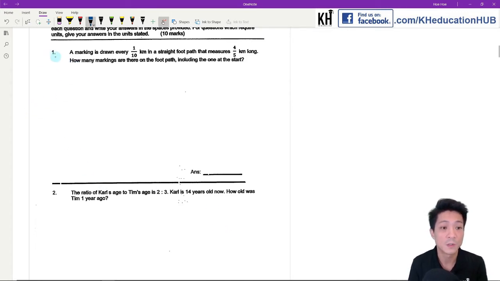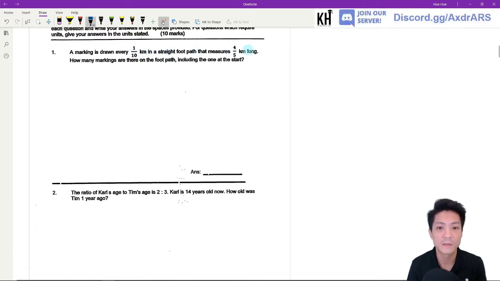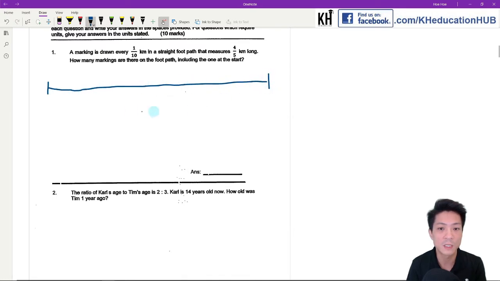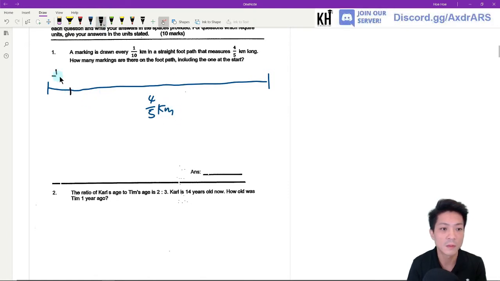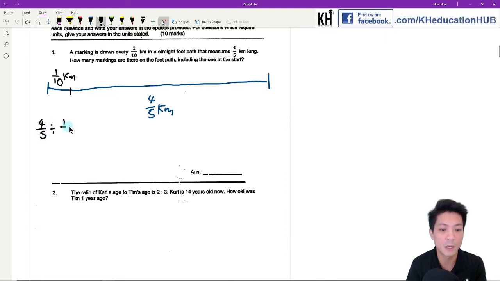Let's move on to the first question of paper 2. A marking is drawn every 1/10 kilometer in a straight footpath that measures 4/5 kilometer long. How many markings are there on the footpath, including the one at the start? So the footpath is 4/5 kilometer, and each marking is 1/10 kilometer. We want to find out how many gaps there are, right? We're gonna use 4/5 divided by 1/10.